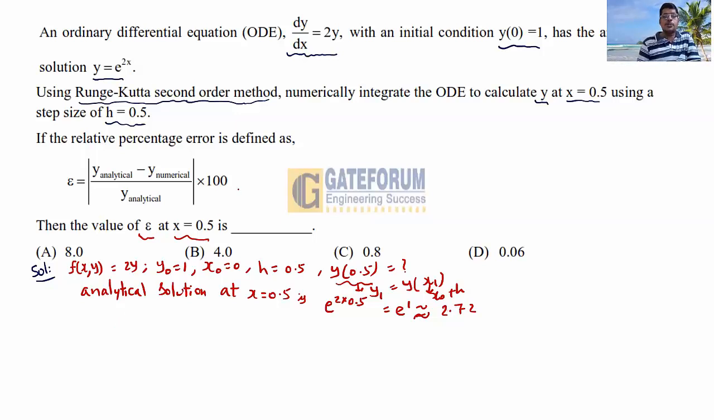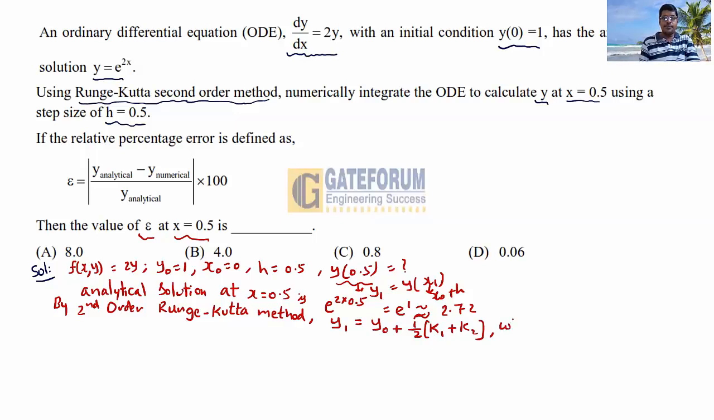The numerical solution is obtained from the second order Runge-Kutta method: y1 is equal to y0 plus half times (k1 plus k2), where k1 is equal to h times f of (x0, y0).